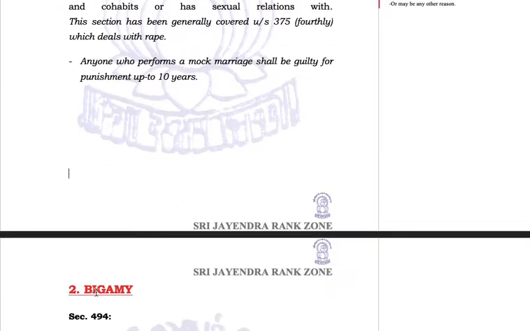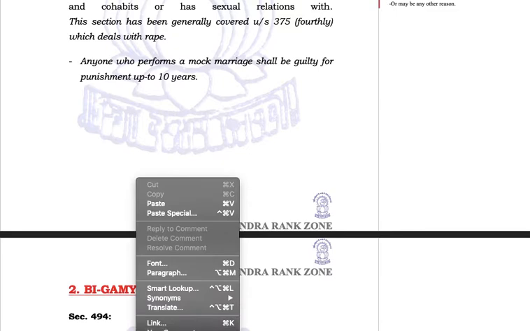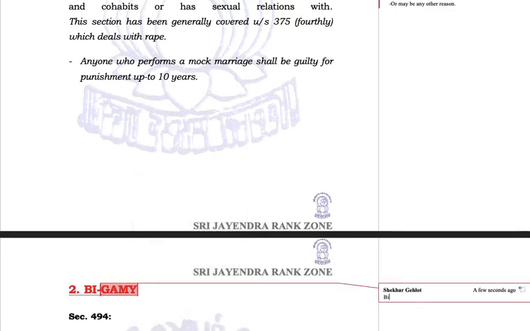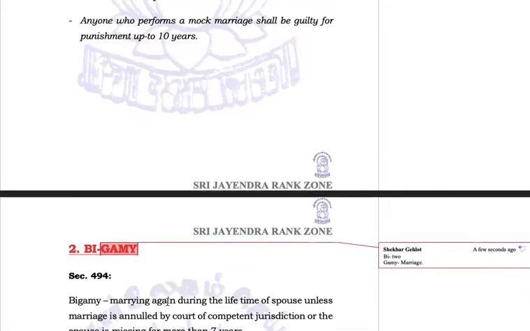Bigamy, or we may write it like bigamy. Okay, bi means, this word bigamy means, bi means two. Okay, gamy is a root word for marriage. Bigamy means having second marriage or marrying more than once. Bigamy is the offense of having a second marriage.